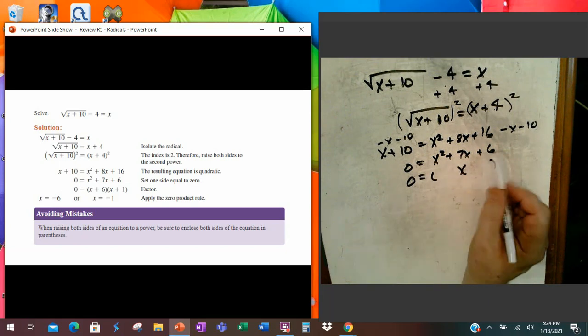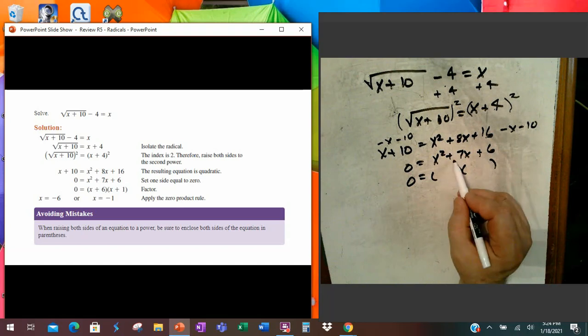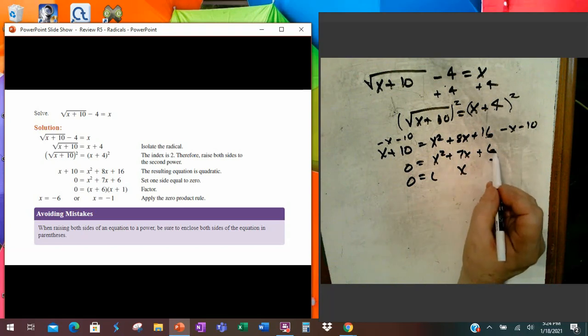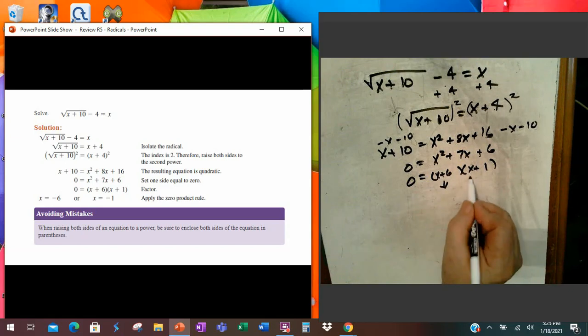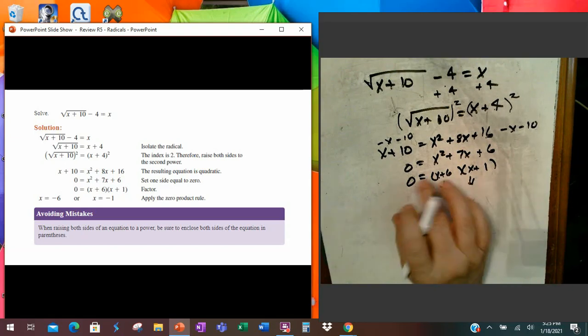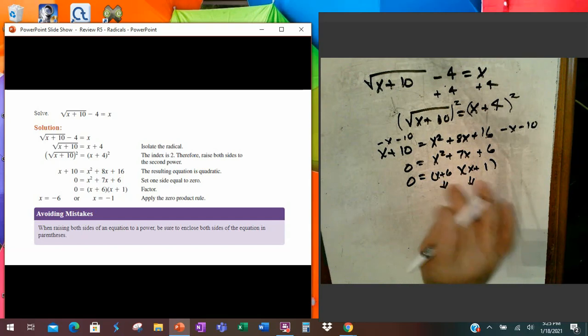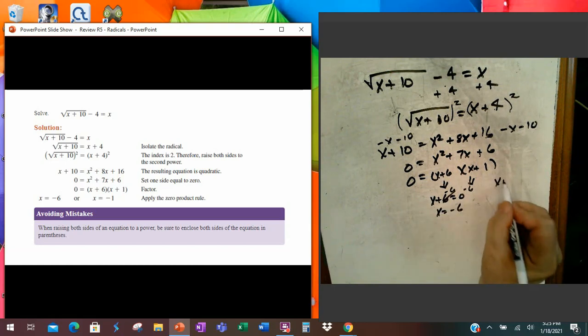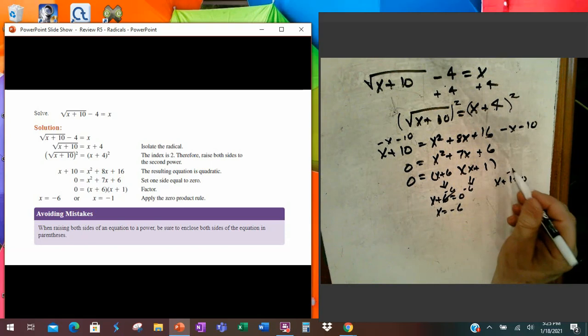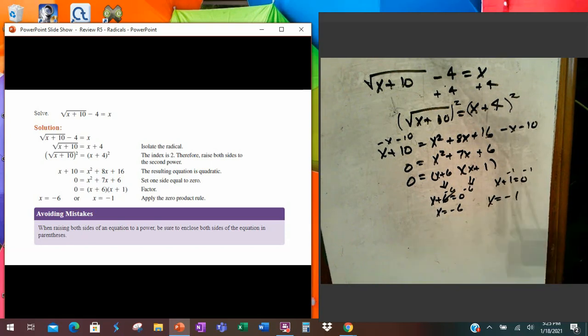I try factoring first. Can I get two factors of 6 that add to 7? Yeah, 6 and 1. 2 and 3 wouldn't work. So x plus 6, x plus 1. And then I set each factor equal to 0, the zero product property. The only way I get two things multiplied to give me 0 is when one or the other is 0. So x plus 6 is equal to 0 when minus 6, minus 6, or x plus 1 is equal to 0 when minus 1, minus 1, when x is equal to negative 1.